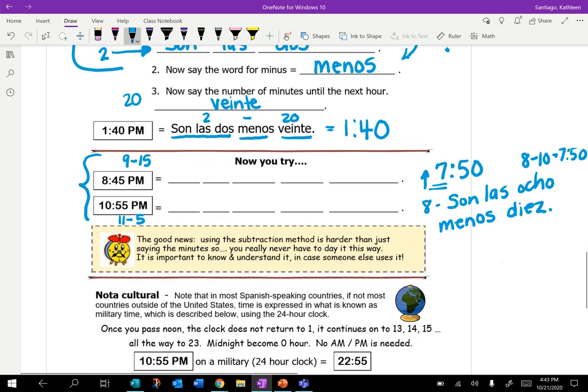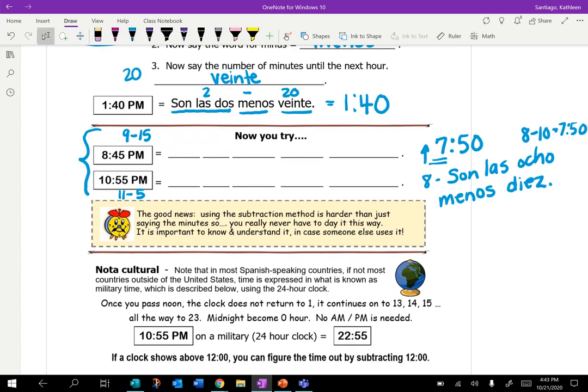Okay, the subtraction method is a little bit tricky, so let's look at this yellow highlighted box. It says the good news is using the subtraction method is harder than just saying the minutes. So you really never have to say it this way. It is important to know and understand the subtraction method in case someone else uses it. Of course, you can go ahead and use it, but I will not be requiring it.